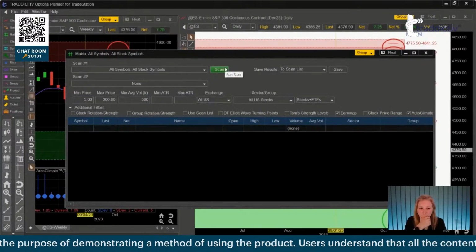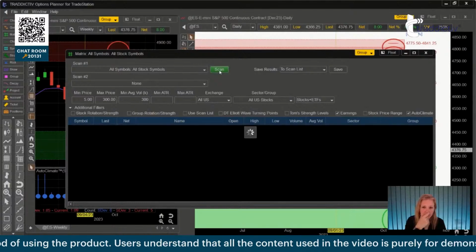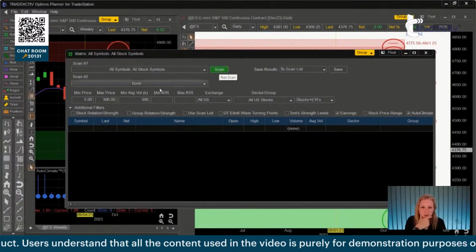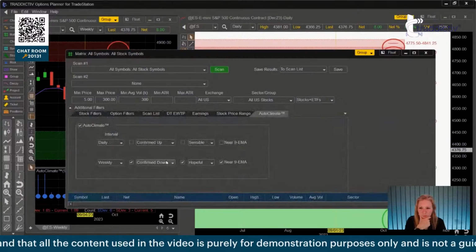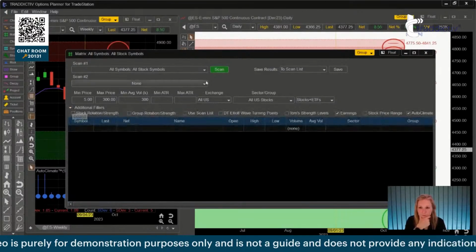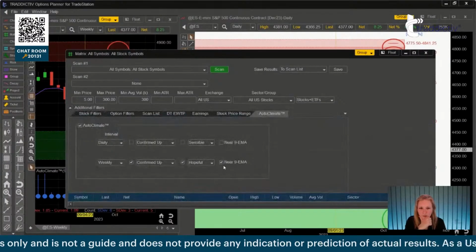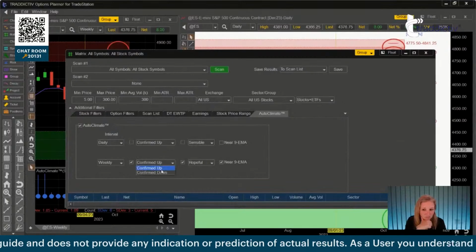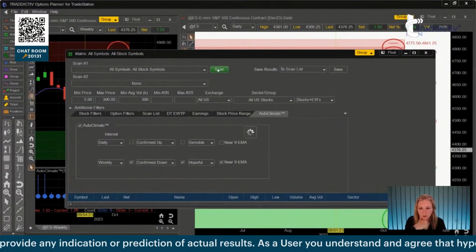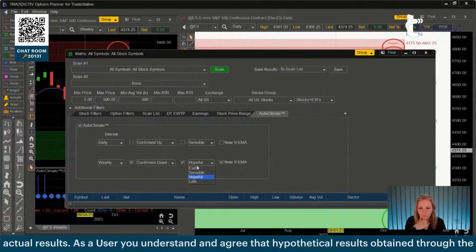Okay. I'm surprised that that's happening. Let's try confirmed up and just see what happens there. Okay, there must be something happening with the scanner, or I've maybe clicked the wrong thing. That's probably more likely. Let's try one more time. I'm going to try this.